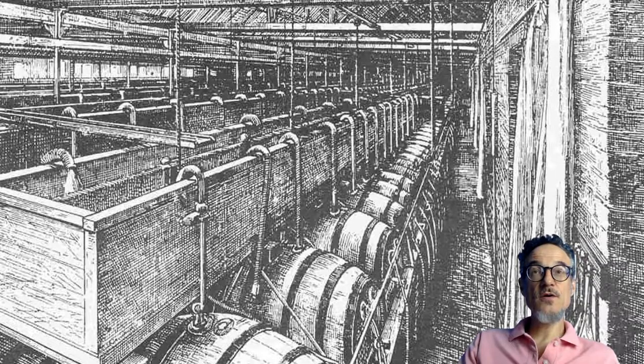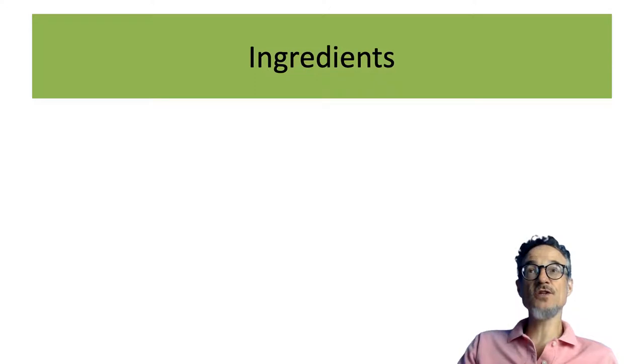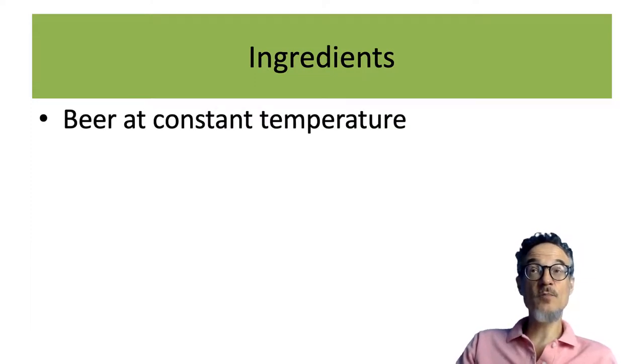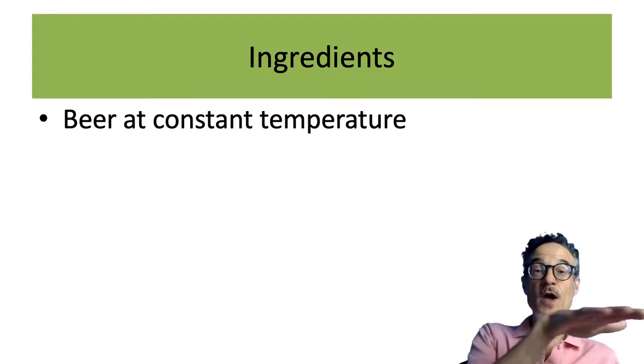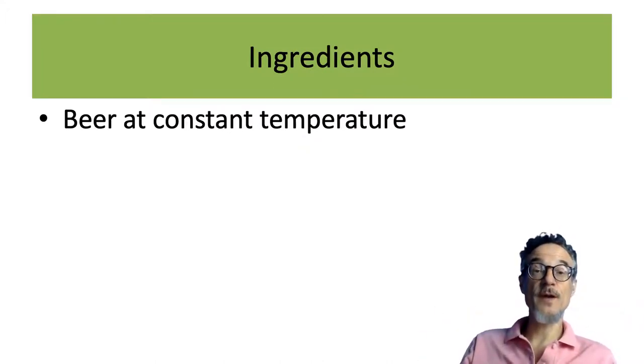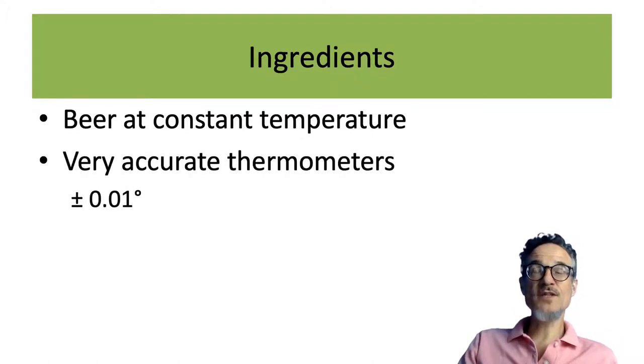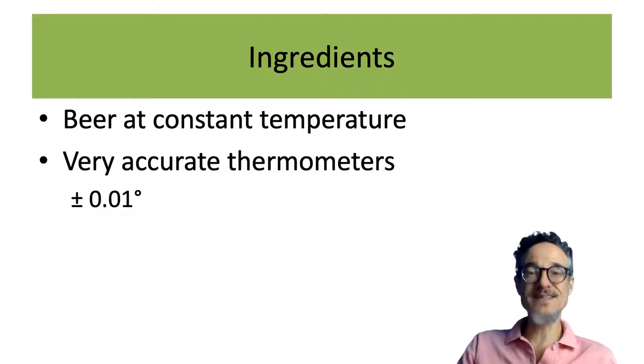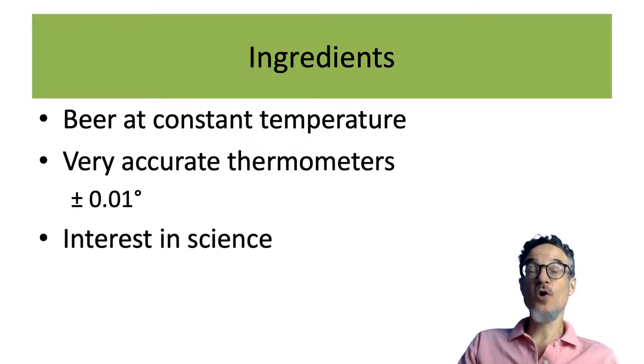And the important ingredients, these are ingredients not for beer, but the ingredients for this science, were, first of all, beer. And if you've ever tried to make beer, you will know that it's important to keep the beer at a constant temperature in order to make good beer. And also around this time, there were some very, very accurate thermometers. So Joule could measure the temperature very, very accurately, to within something like 0.01 of a degree. And also he was interested in science. There seemed to be many people interested in science in England around this time and in other parts of Europe.